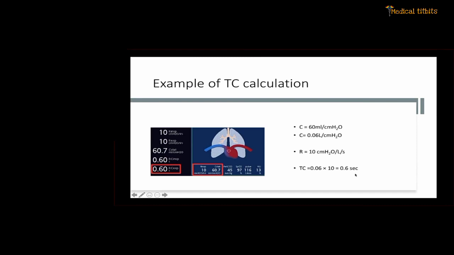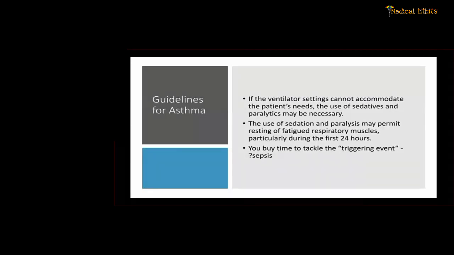So you make sure that the expiratory time allowed as per your planned IE ratio should be at least 1.8 seconds or more to allow adequate exhalation. Other guidelines for asthma: if the ventilator settings cannot accommodate the patient's need, the use of sedatives and paralytics may be necessary. The use of sedation and paralysis may permit resting of fatigued respiratory muscles, particularly during the initial few hours. All you do is buy time to tackle the triggering event, that may be sepsis, by your antibiotics and other bronchodilator measures.